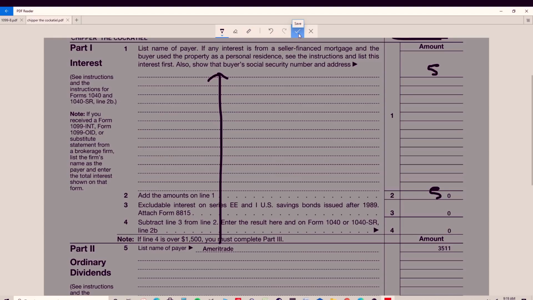And most of the time, if you're using tax software, all of this is going to fill out for you automatically, so you're not really going to have to worry about it.